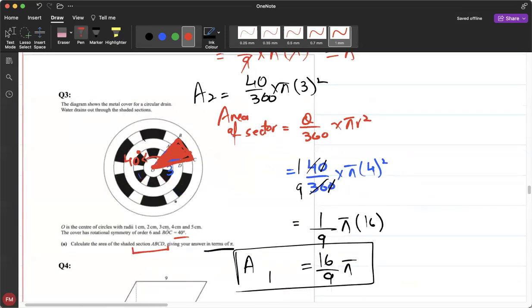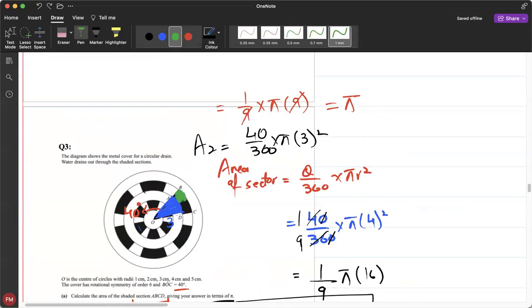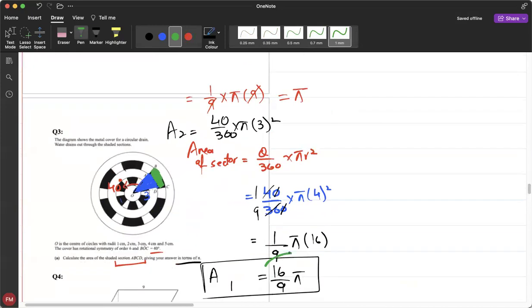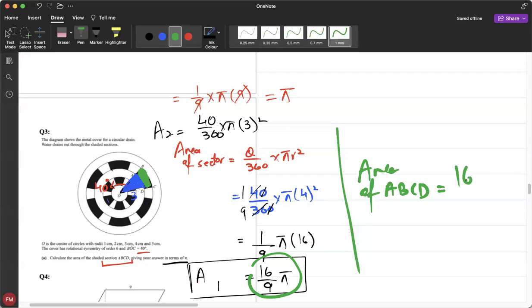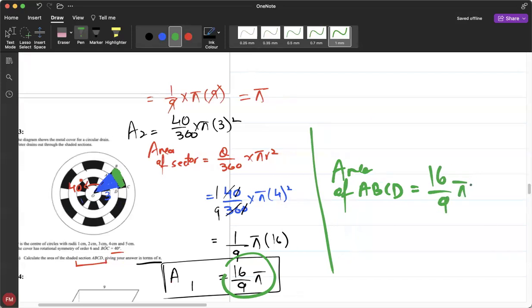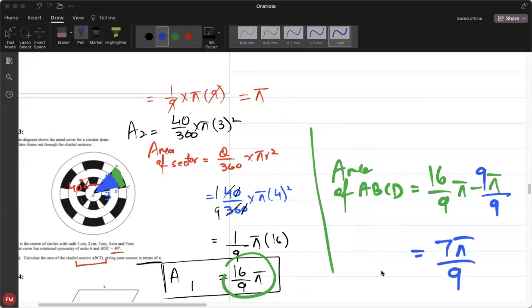So if I were to figure out just this, don't you think I should subtract the bigger area, this, minus this? So I can say, well, area of ABCD is equal to 16 over 9 pi minus pi. I expect at this point in time, you should know how to take the LCM. That's going to be 9. If you try simplifying this, that should give you 7 pi over 9. This is the answer that you get, and that's it.